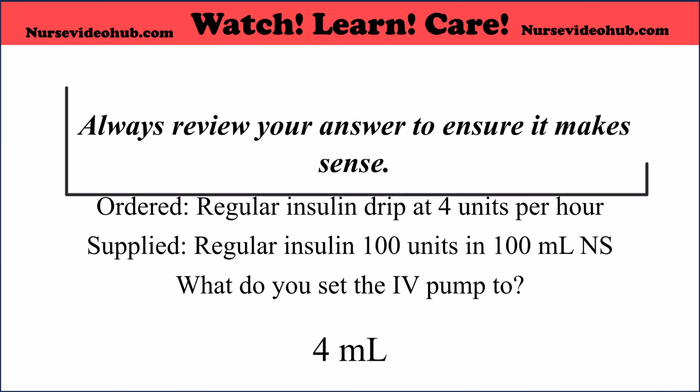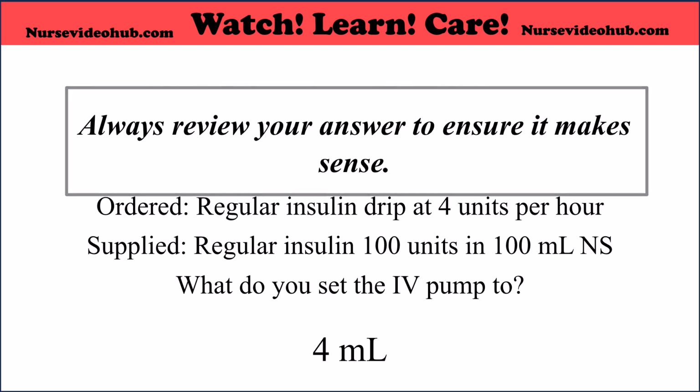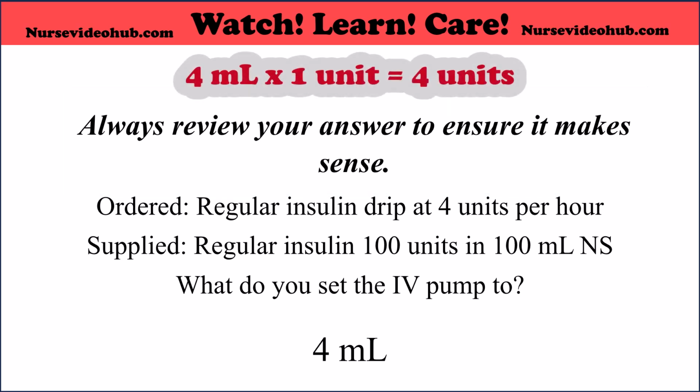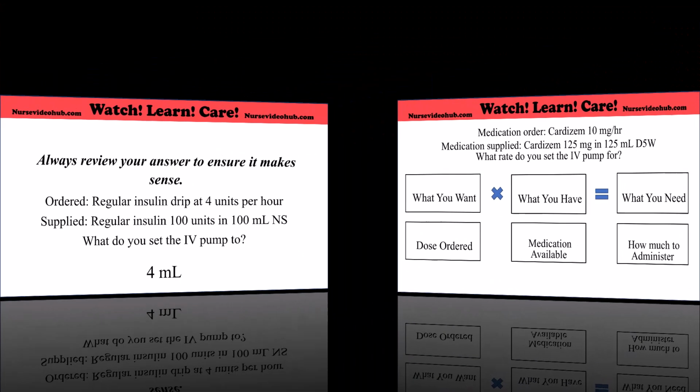Always review your answer to make sure it makes sense. The reverse method is to multiply 4 milliliters, the amount to be administered, by 1 unit, the concentration available, 100 units divided by 100 milliliters equals 1 unit per ml, which equals 4 units, the prescribed dose.